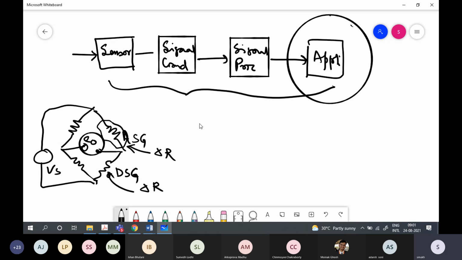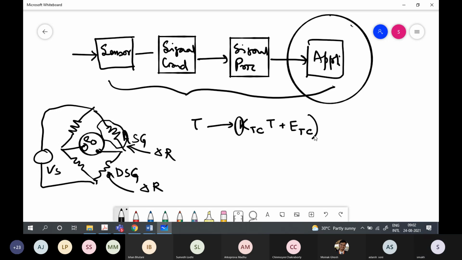Suppose there is a temperature T, then the thermocouple output is what? Let's say the thermocouple has some sensitivity, so K thermocouple into T. Typical sensitivity is 40 microvolts per degree centigrade, plus 3% error in the thermocouple.